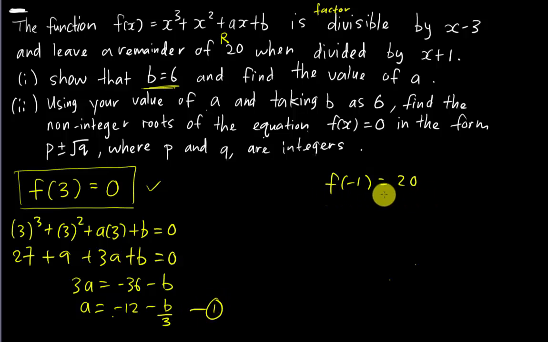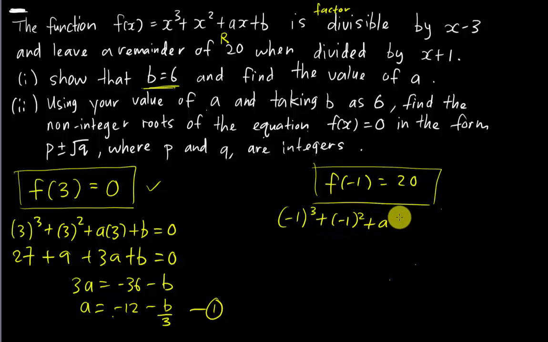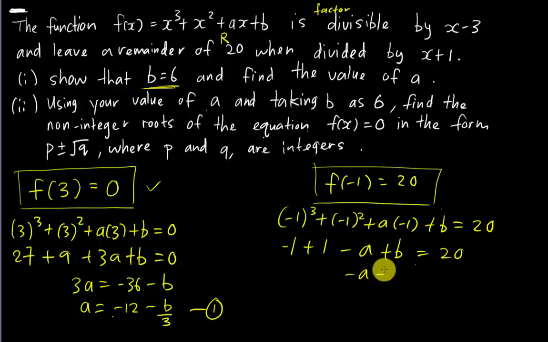Alright, then I'm going to do the same thing for my remainder theorem. This means I'm going to substitute negative 1 for all the x here, and then I will get 20. I'm not going to get 0 because I have a remainder in this case. So I will get negative 1 cubed plus negative 1 squared plus a times negative 1 plus b equals 20. Then I will solve this: minus 1 plus 1 minus a plus b equals 20. Negative 1 plus 1 is 0. So I will get negative a plus b equals 20. This is my second equation.